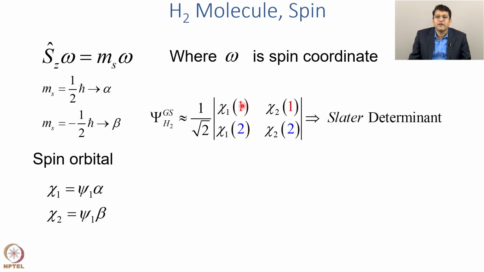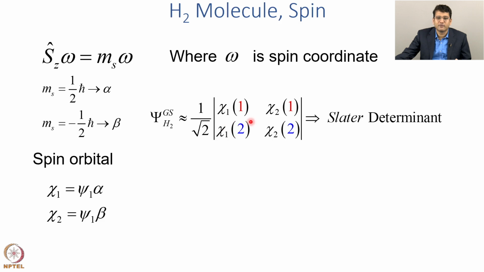Secondly, if I put the same electron in two of the orbitals, or two different electrons in the same orbital, then because the rows or columns will be the same, the determinant will be 0. So essentially the use of the determinant form helps me to correctly give the antisymmetry properties.